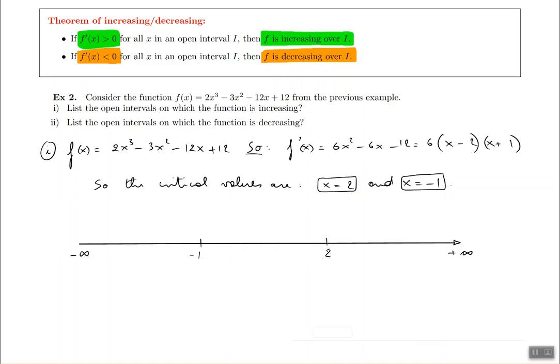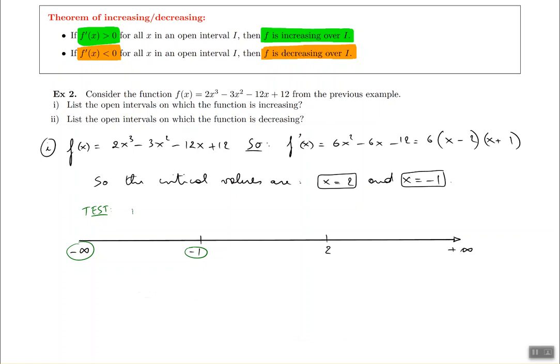Once you do this, the next step is what's called testing. So what we're going to do is pick a number from the interval negative infinity to negative 1. Pick any number you want between negative infinity and negative 1. You're just not allowed to pick those two, negative infinity and negative 1. For example, negative 10 would work, negative 5 would work, negative 17 would work, whatever. Just pick a random number, and eventually that number will be erased.